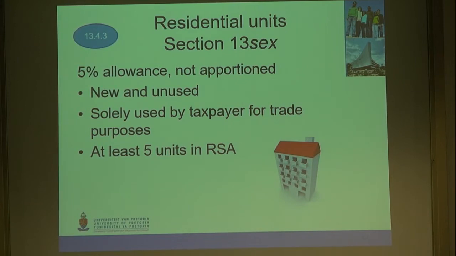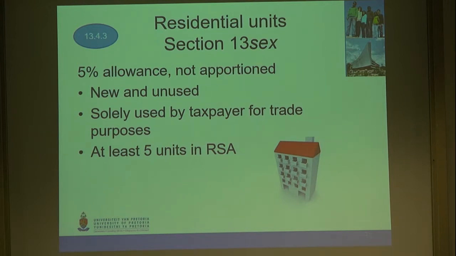Okay, so our general rule applies to this section. No apportionment, okay, general rule. General rule for buildings, 5%. General rule calculated on the lower of cost and market value. So all of those general rules apply. Okay. Must be used for the trade, must be new and unused, and there must be at least 5 units in SA before you can claim it.